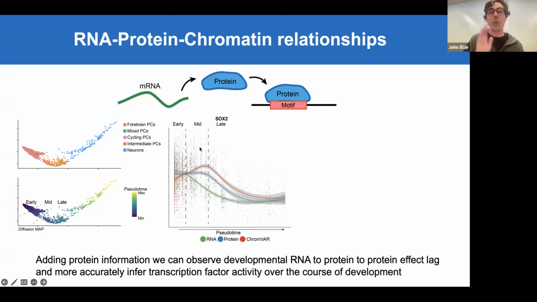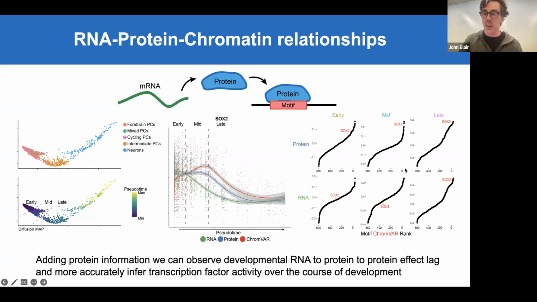As the cells transition from a middle to a late stage in development, we see that the SOX2 protein starts to go down, and we see a corresponding decrease in the SOX2 motif accessibility. So if we look at just the rank motif correlations for the chromVAR score for SOX2 with protein, we can see that it's fairly high in the early, middle, and late stages. But if you look at the RNA, the correlations are actually not that high for the early and middle stages and only stabilize during the late stages.